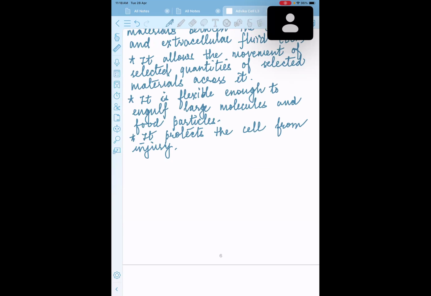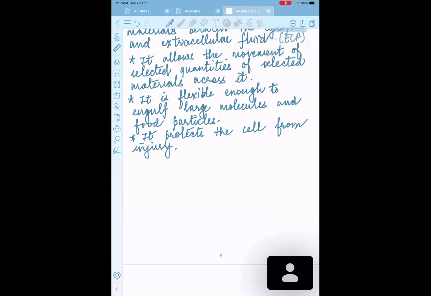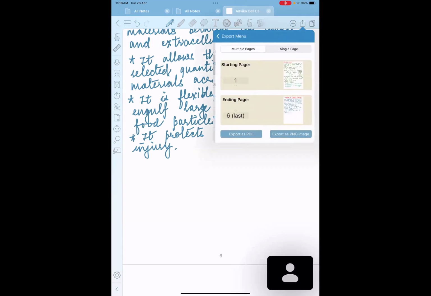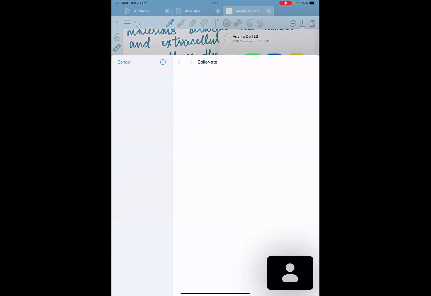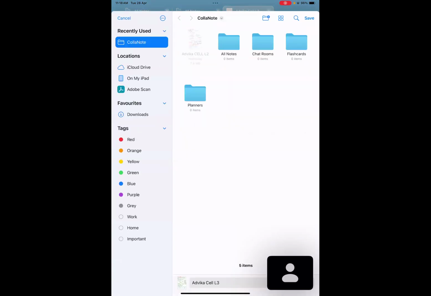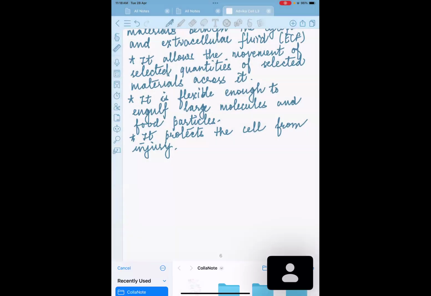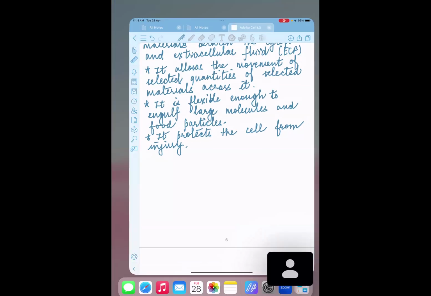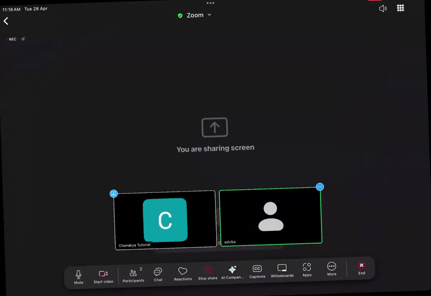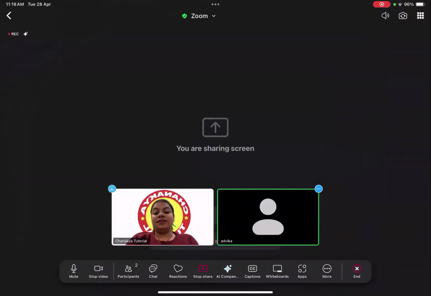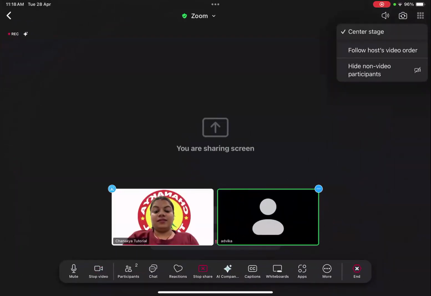Any idea what diffusion is? Diffusion and osmosis, right? Yes. From high concentration to low concentration. How will it be happening? I don't know that. Okay. So, do you have a deo at your home? Yes, I have.